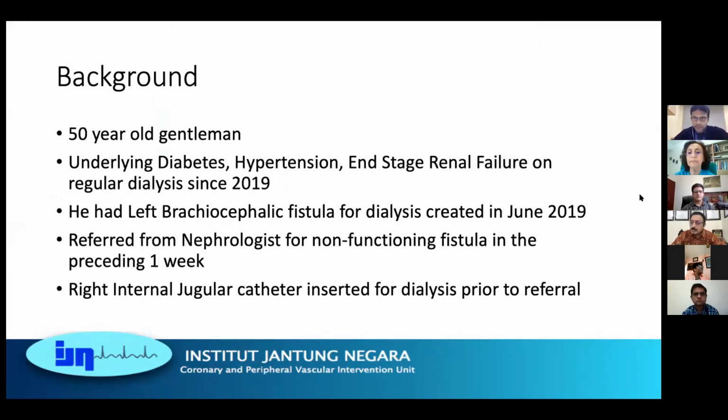And he was referred to me by a nephrologist for a non-functioning fistula in the preceding 1 week. So the nephrologist had already put an internal jugular catheter for dialysis prior to referral to me. He also did a CT venogram, which revealed a thrombosed fistula.